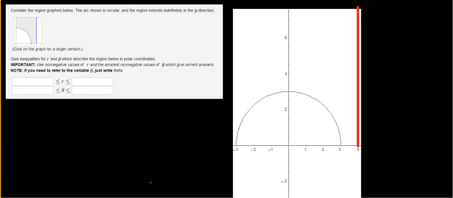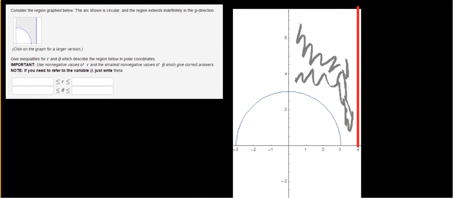Alright, so we're told to consider the region graphed below. The arc shown is circular, and the region extends indefinitely in the y direction. So we know this arc here is circular, and this region that's bounded by this circular arc and this vertical line extends indefinitely upward.